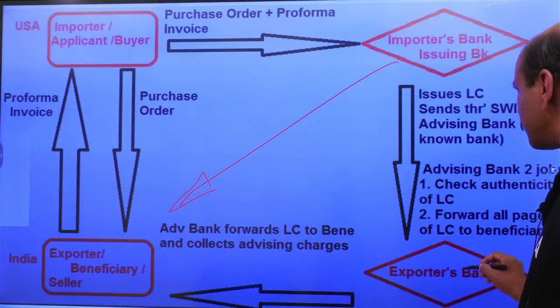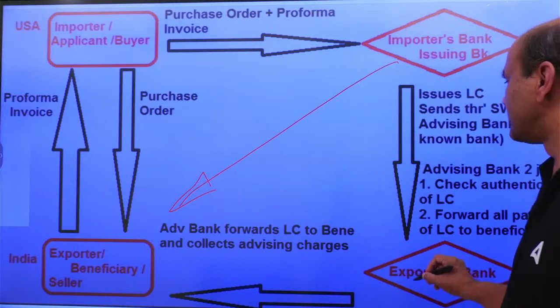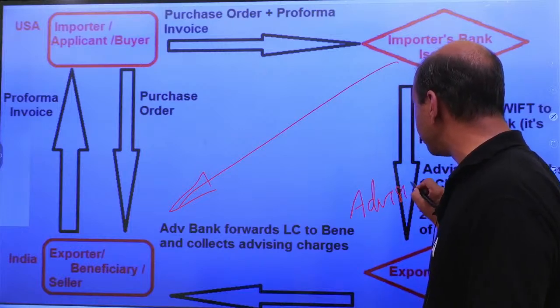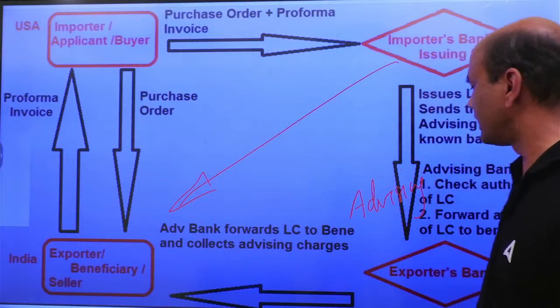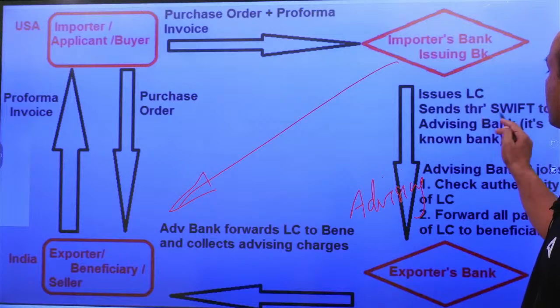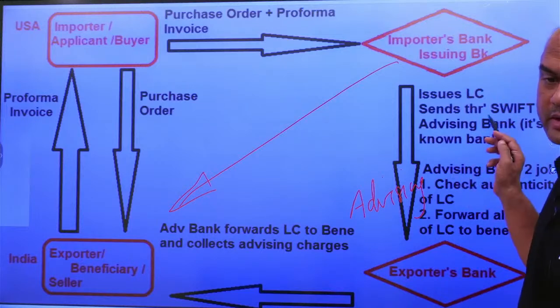This agent is called the advising bank. Advising means what? Advise. Okay, so this Citibank will find this advising bank over here. So it will issue the LC through SWIFT. It will send it through SWIFT.